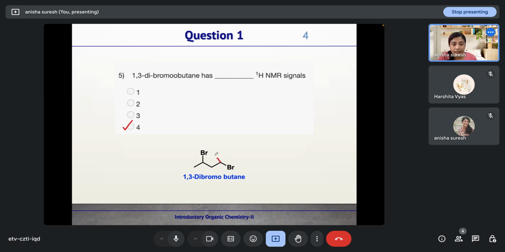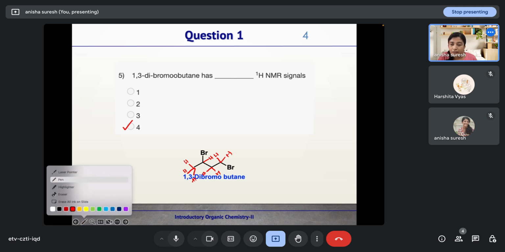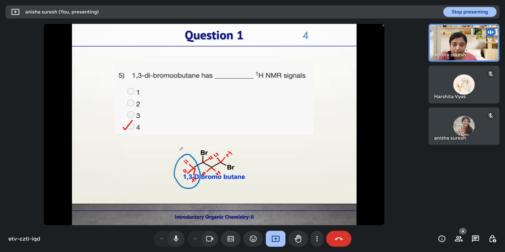So you can see 1, 2, 3, 4. So these are the 4 sets of protons. So this will come as 1, 2, 3 and 4. So there are 4 proton NMR signals that will be coming in 1,3-dibromobutane's proton NMR.